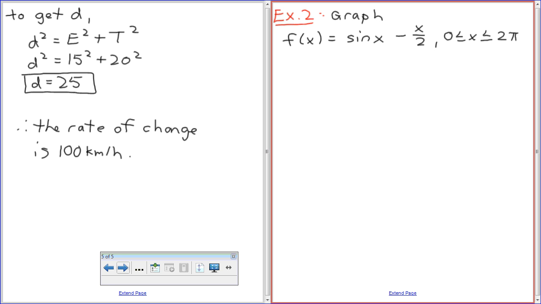Because you're going from 0 to 2 pi, how many solutions should you have? 3. What's the period of this graph, please? 2 pi, 360 or 2 pi. So you should have 2 solutions, okay? You should have 2 solutions.